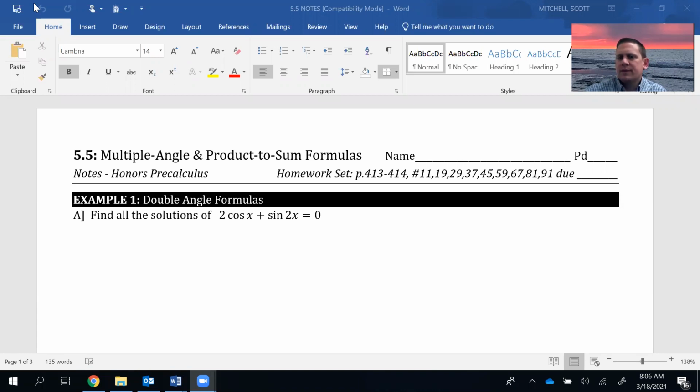Hope everything's going well. We're going to take a look at multiple angles and product to sum formulas today. So let's go ahead and get into it.